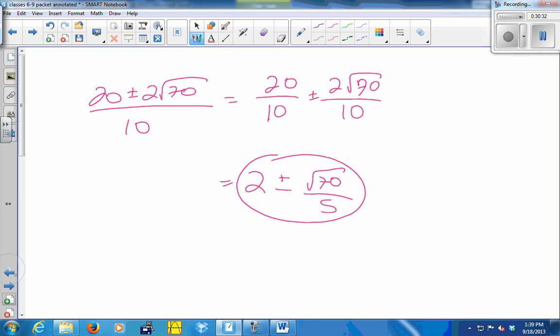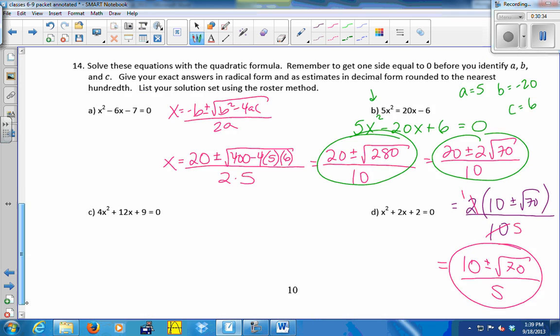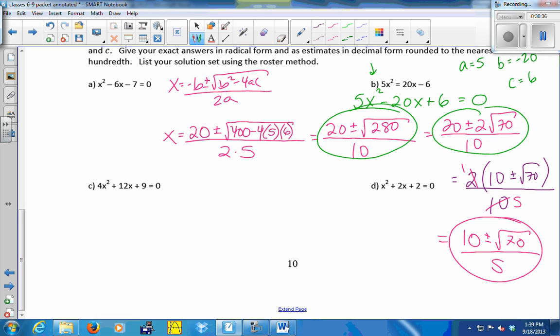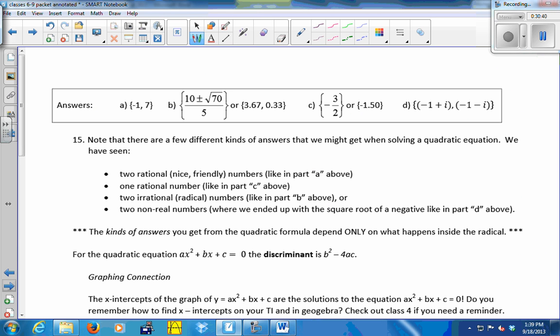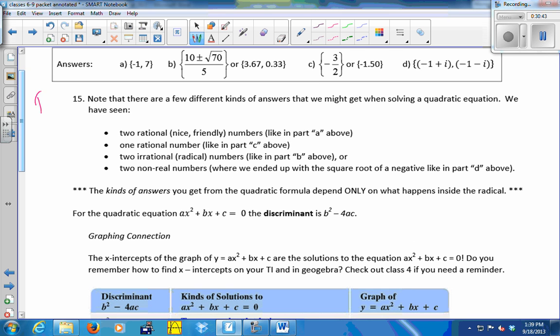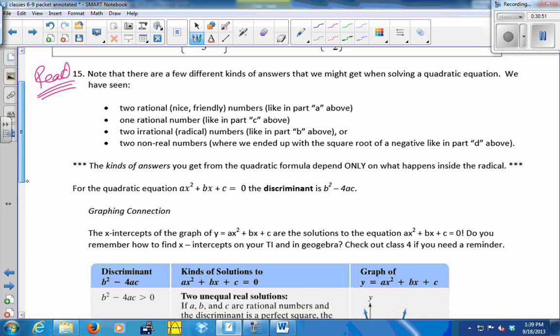Good. All right, so we'll just do one example with the quadratic formula because I got to get the quiz started. And I'm going to have you read that part of the notes on your own for homework.